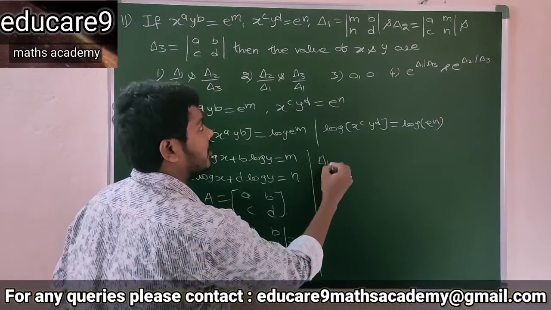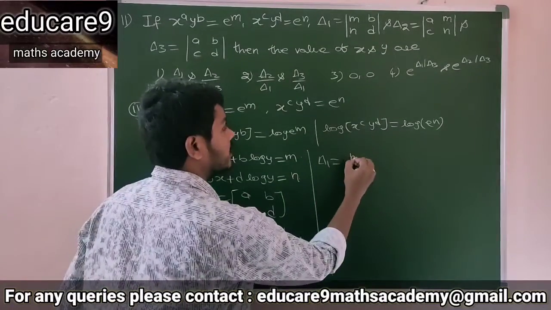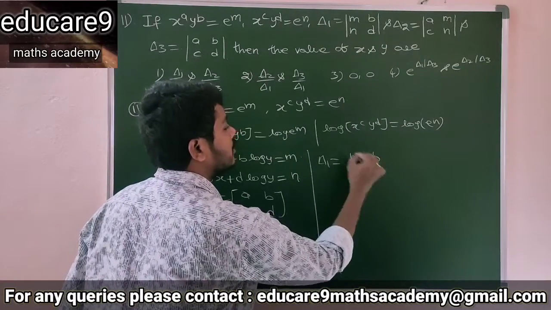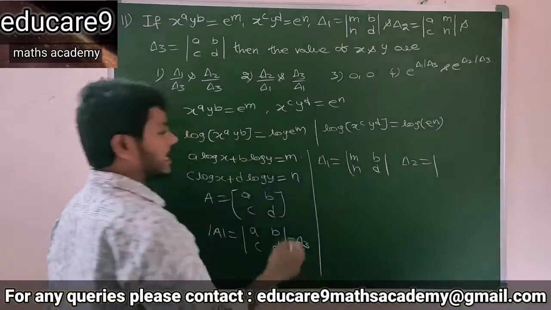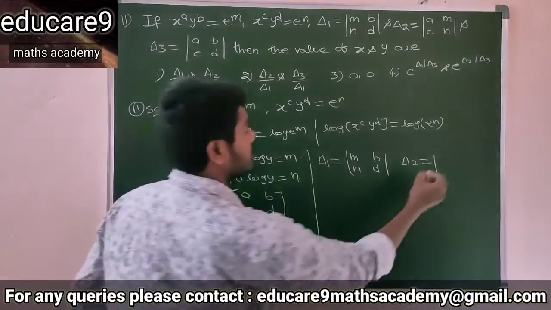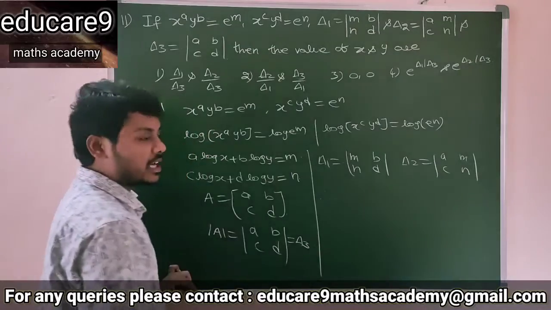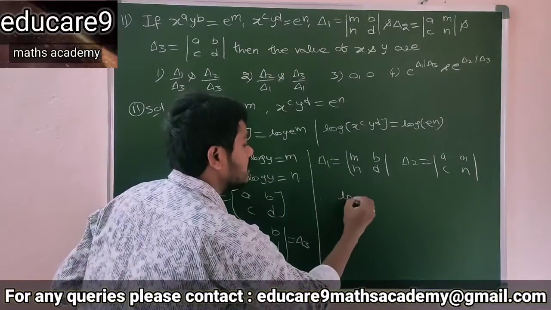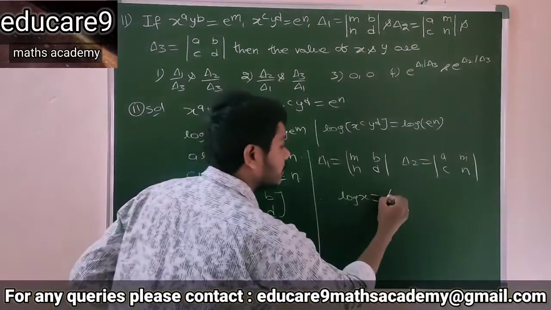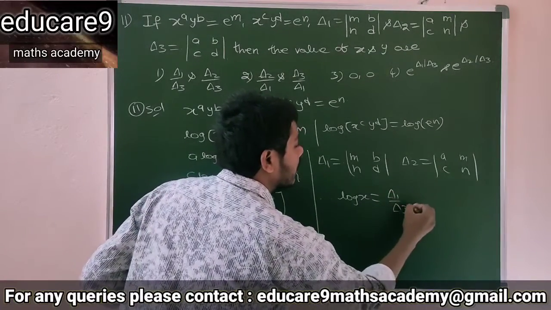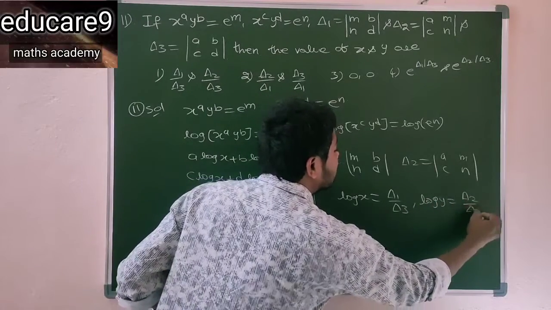And what is delta 1? Replace the first column with the constant matrix, that is M, N, B, D. That is also given. And delta 2 is what? Replace the second column with the constant matrix, that is A, C, M, N. The solutions are here: log x is equal to what? Delta 1 by delta 3. And log y is equal to delta 2 by delta 3.